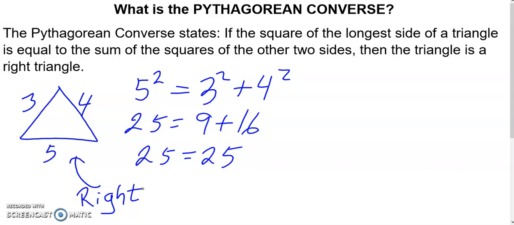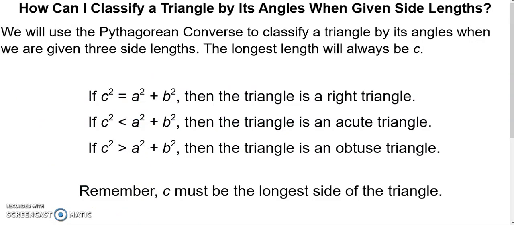What if it's not a right triangle? Well, that's where the Pythagorean converse comes in and kicks it into high gear. So if c squared equals a squared plus b squared, we have a right triangle. Equals is a right. If c squared is smaller than a squared plus b squared, then we have an acute triangle, 3 acute angles. And if c squared is bigger, then we have an obtuse triangle.